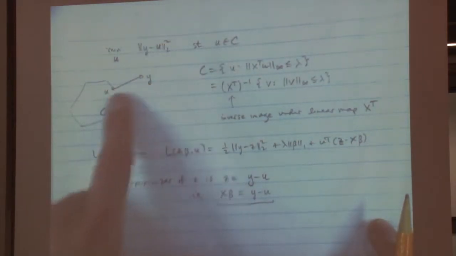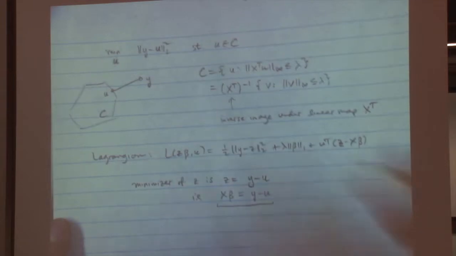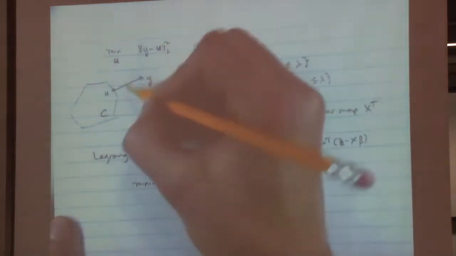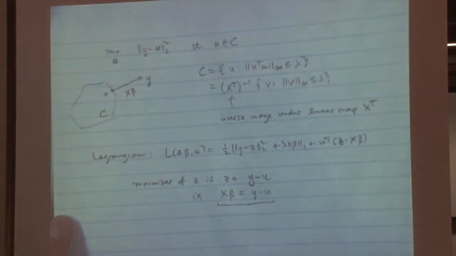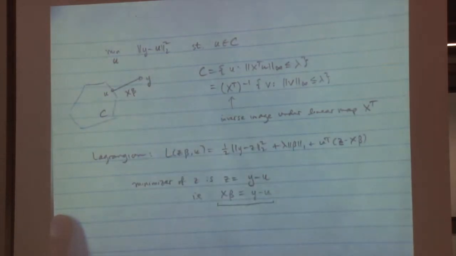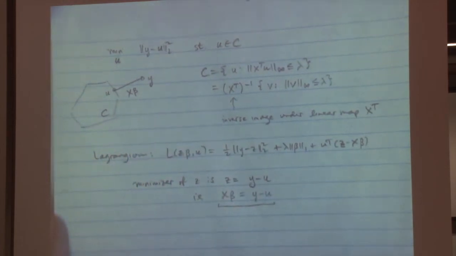Okay, so now we have this nice picture in the dual. What is the primal solution? From our calculation with the Lagrangian, the primal is actually just the residual from this projection. So it's y minus u. It's this vector, the residual. The primal is given by the residual of projecting y onto the set C.